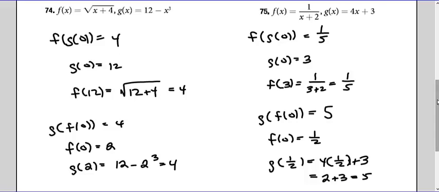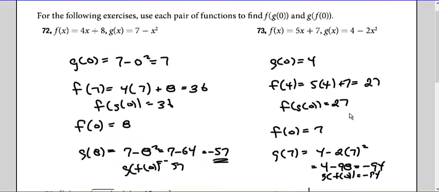Okay, let me just double check my answers here. Make sure I got the same thing. Went through these before. Yep, that looks right. Okay, so that's it.